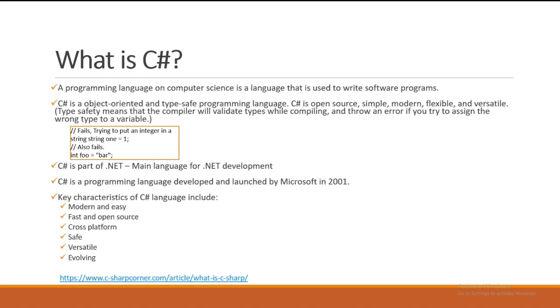Okay, C# is a programming language in computer science, a language that is used to write software programs. C# is an object-oriented and type-safe programming language. And C# is open source, simple, modern, flexible, and versatile.